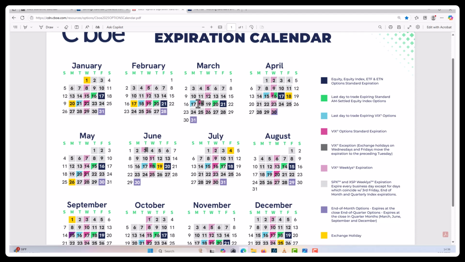For this week we don't have any option expiration, but next week we're going to have one on the 21st. March, June, September, and December mark the quarters, so the option expiration has a huge impact on the end of quarter.